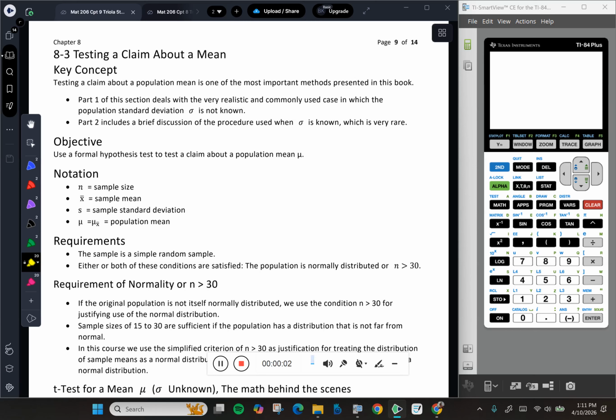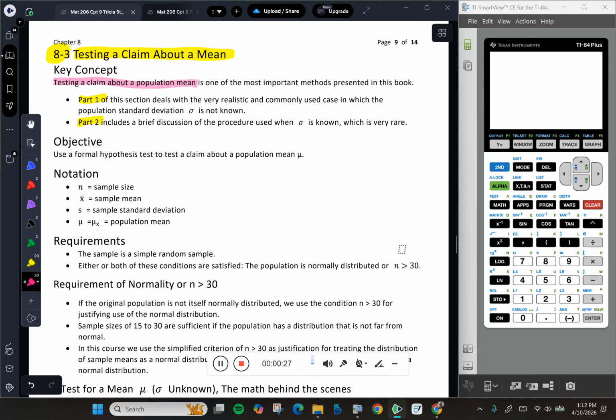All right, so welcome back for section 8.3. In section 8.3, we're using hypothesis tests about a claim made about the mean of a population. In this section, we have two things: part one and part two. Both of them are going to be testing claims about a population mean, right?